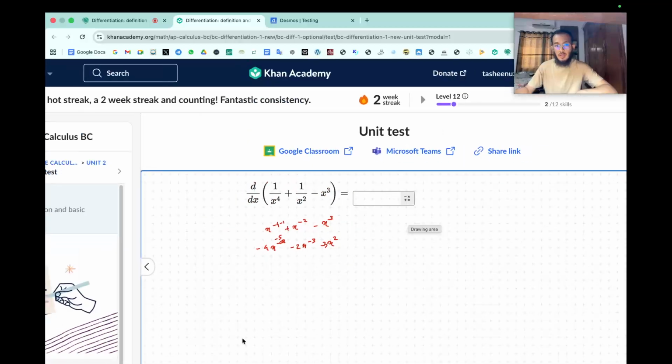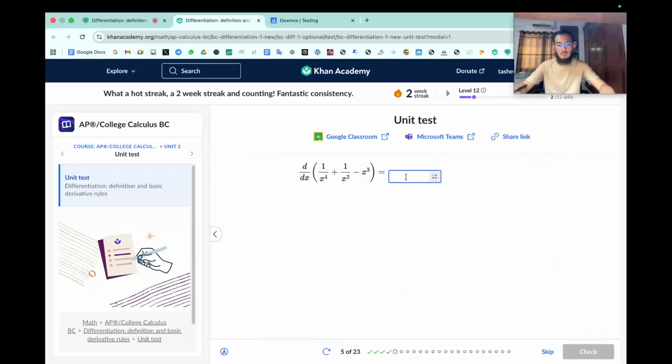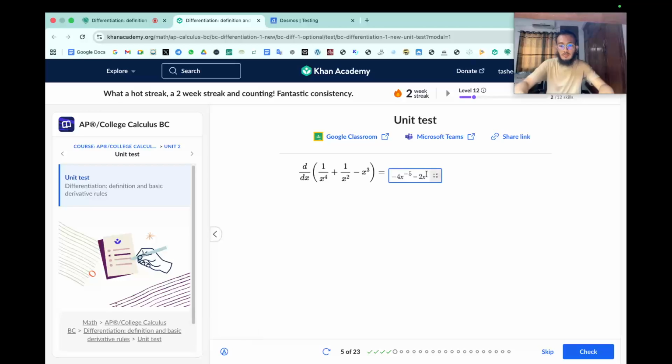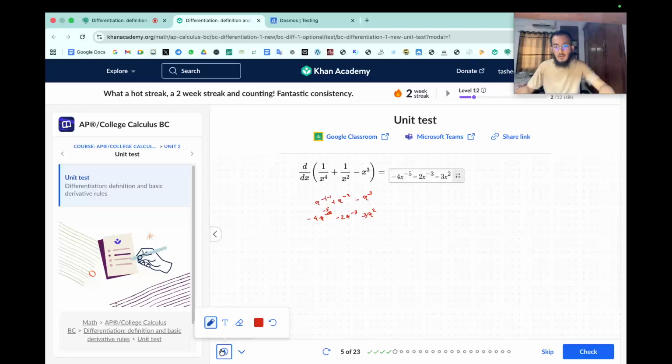So the derivative is negative 4 x to the power negative 5, negative 2 x to the power negative 3, negative 3x squared.